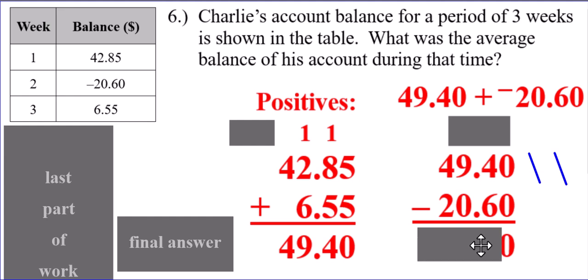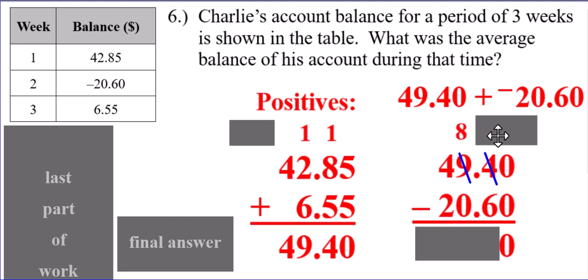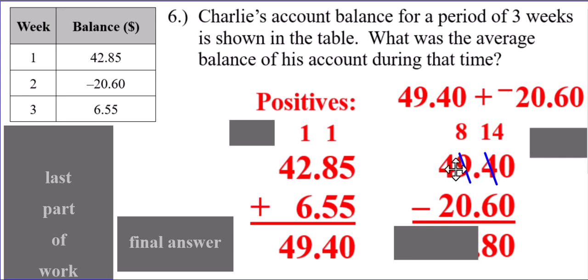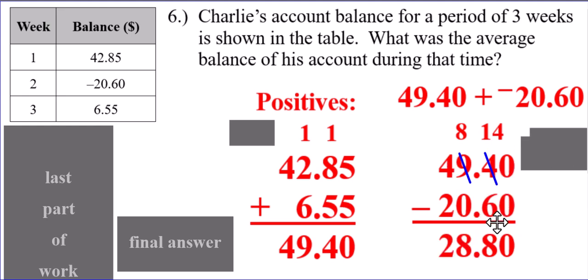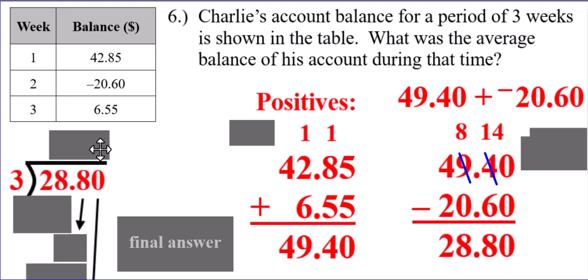A positive plus a negative, you're going to subtract off to the side. 0 minus 0 is obviously 0, but 4 is smaller than 6, so this is going to require a little bit of borrowing. The 9 will become an 8, and then the 4 becomes a 14. Subtract, you're going to get 8 here, 8 here, and 2 there, $28.80. But we're not done. That's just the sum of the 3 weeks' balances added together. We need to now divide by 3 because there were 3 items and we're trying to find the average.